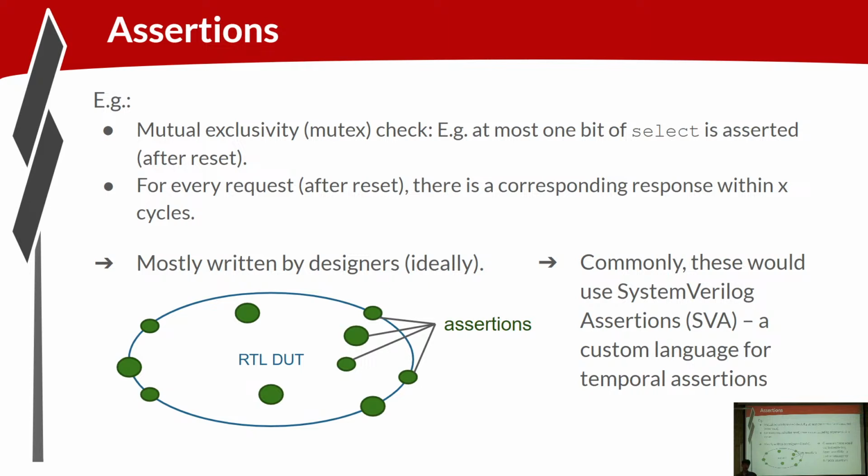Assertions are identifying bugs as close to the source as possible. They're capturing design intent. So, we've looked at muxes a lot, right? If you have a mux where the selects should be mutually exclusive, you might write an assertion that says these signals that are controlling the mux select should be mutually exclusive. Mutually exclusive meaning at most one of them should assert in any given cycle.